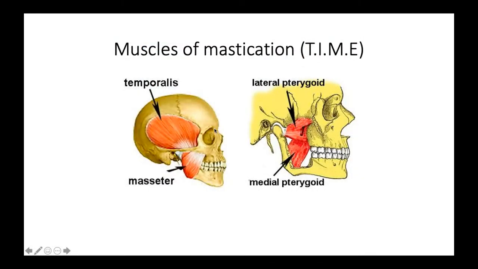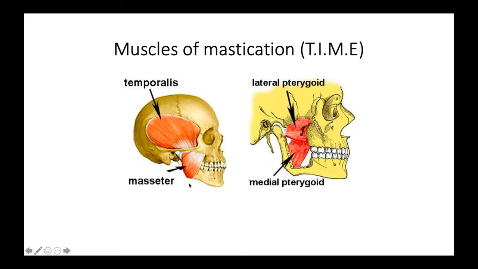All right, let's take some time to look at the muscles of mastication. I call these the TIME muscles, T-I-M-E. The T would be for temporalis. The I would be for the internal pterygoid, which is another way of saying medial pterygoid, right? Internal is medial. The E is external pterygoid, which is the same as saying lateral pterygoid. And then the M is for masseter.